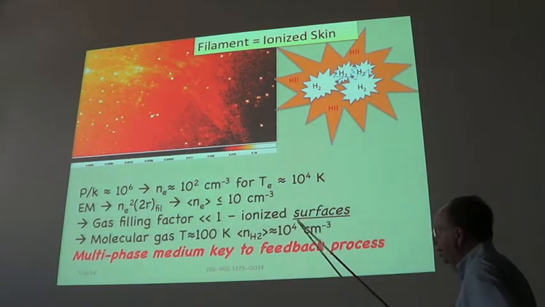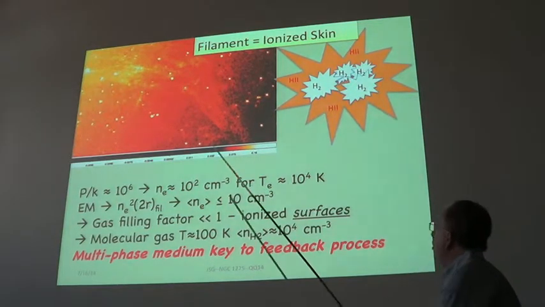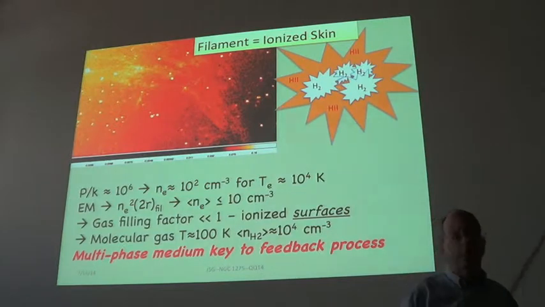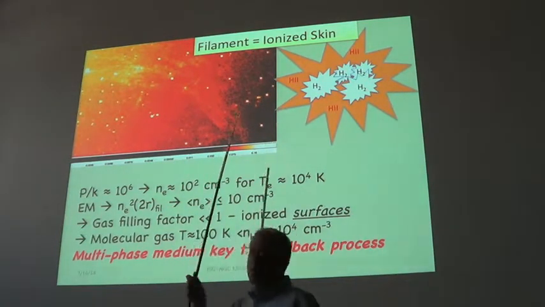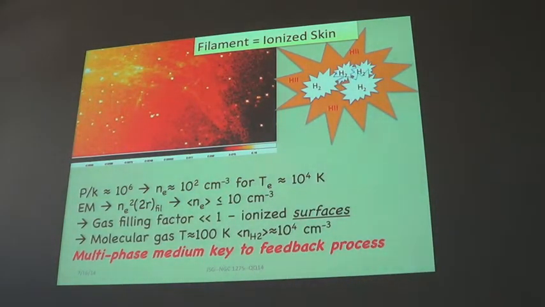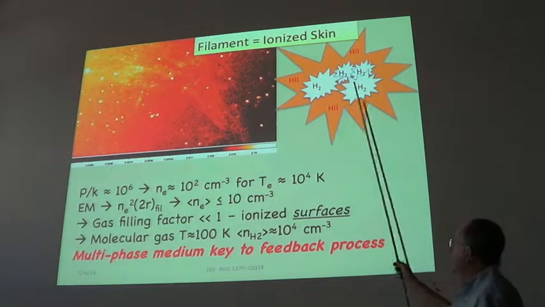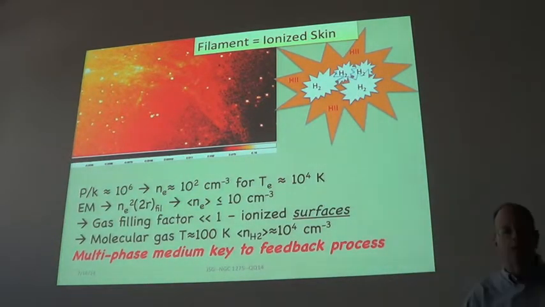And then also, you have ionized surfaces. The molecular gas is at about 10^4 per cubic centimeter. But along most filaments, there's no evidence of star formation. There's some star formation, but most filaments do not make stars. So star formation, while it's a sink, most filaments simply are filaments. And the answer to this may lie in the very large velocity dispersions that are observed both in the ionized gas and in the molecular hydrogen line of something like 30 kilometers a second. So a lot of energy is also going into turbulence. So it's a multi-phase medium, which is a key to this particular feedback process.